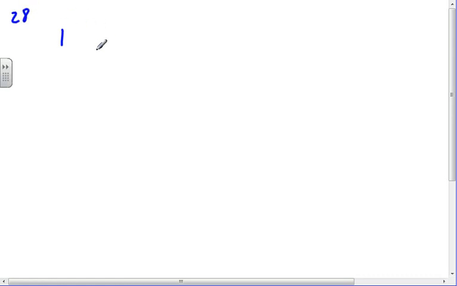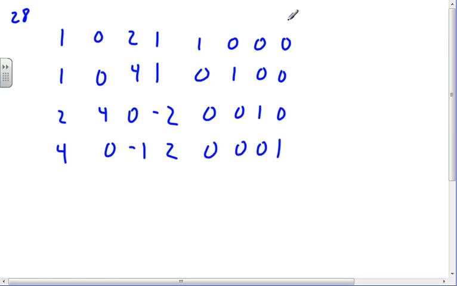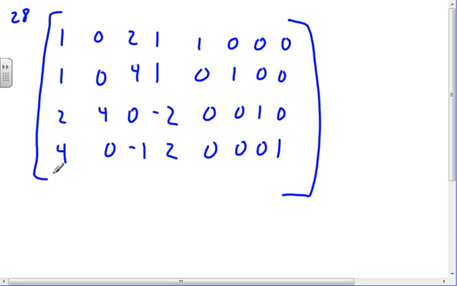So this is 20. This is 28. So I got 1, 0, 2, 1, 1, 0. So it's up to the people that said I'm going to get it right to make sure I do. 2, 4, 0, minus 2. See, I got a 9 sitting there already, so I can't possibly get it right. 0, minus 1, 2. Okay, can we agree that maybe the setup is correct? You don't agree that the setup is correct? No, I don't have that.